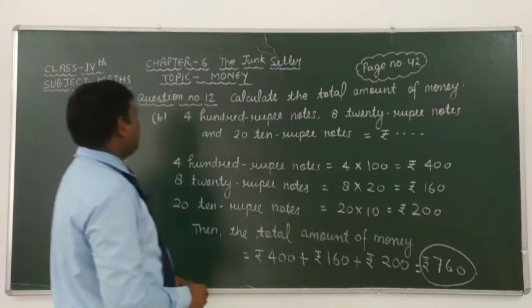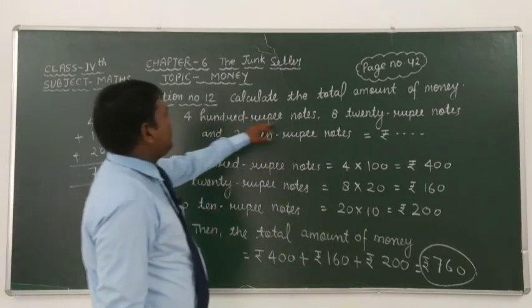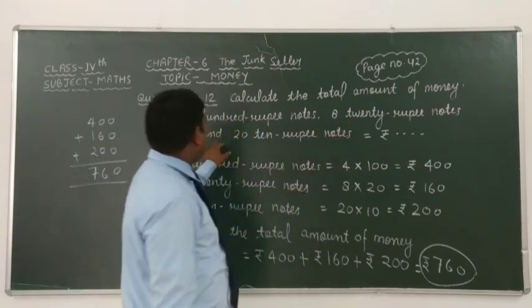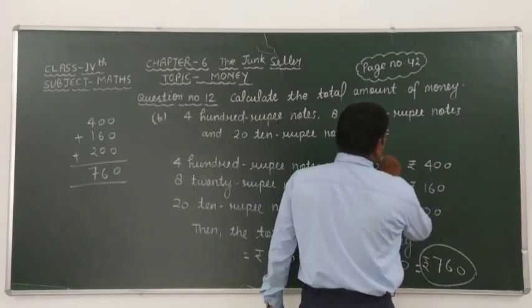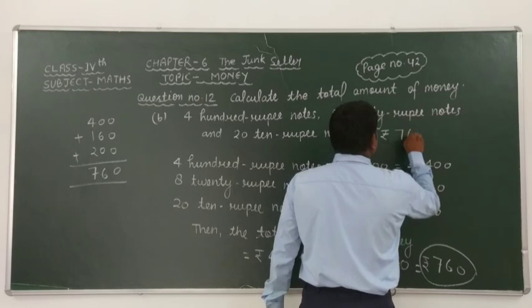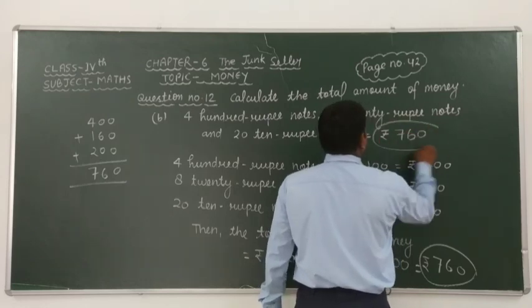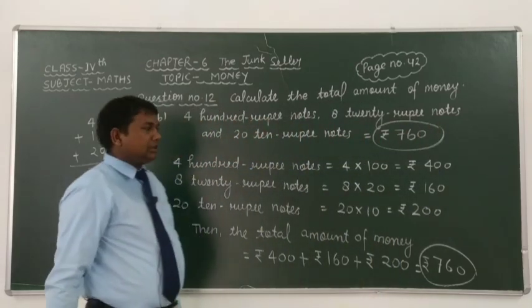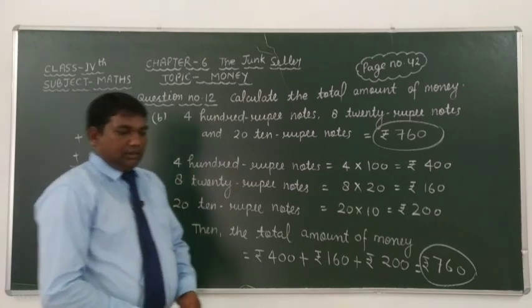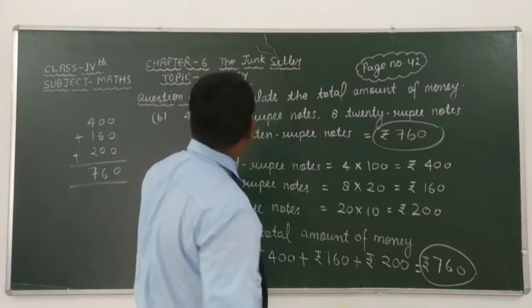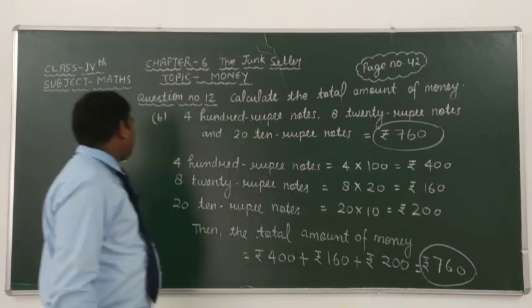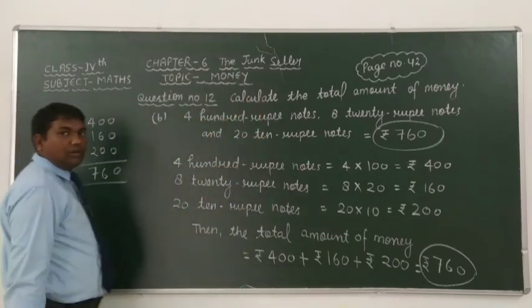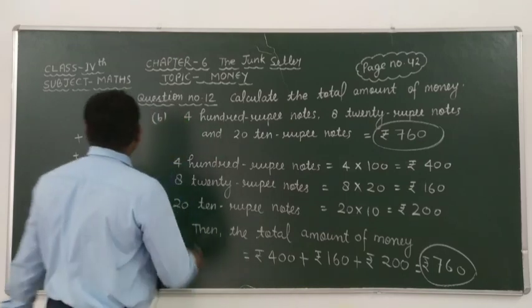Understand? Then 4 100-rupee notes, 8 20-rupee notes and 2 10-rupee notes, the total amount of money is 760 rupees. Clear? Okay, students. Similarly, you can do it. If you have any doubt in this question, please ask me on my personal WhatsApp number. Okay, now read this.